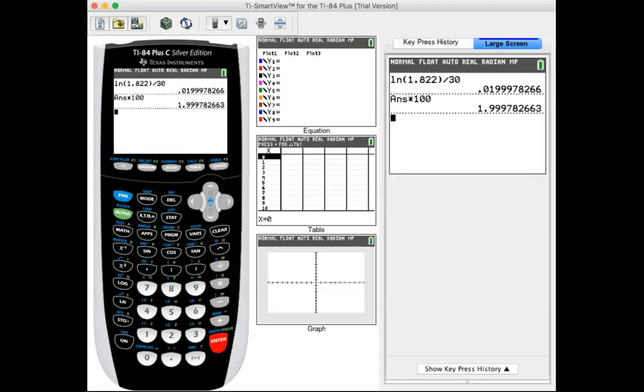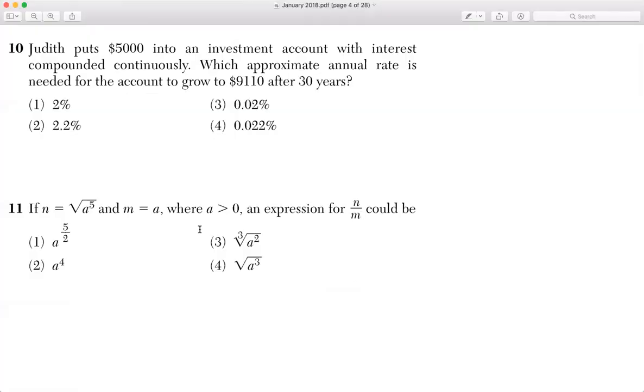So let's go back to our answer choices. Remember, that was 1.999, and the closest thing to 1.999 is this over here, 2. So the answer is answer choice 1, 2%. Let's think about what that means. If you invest $5,000 at an interest rate of 2%, after 30 years, you'll have $9,000. That's not very good, but whatever, it's just a Regents problem.